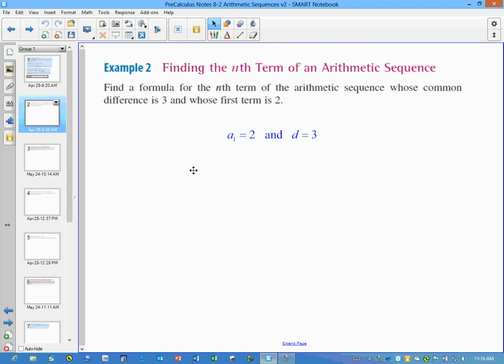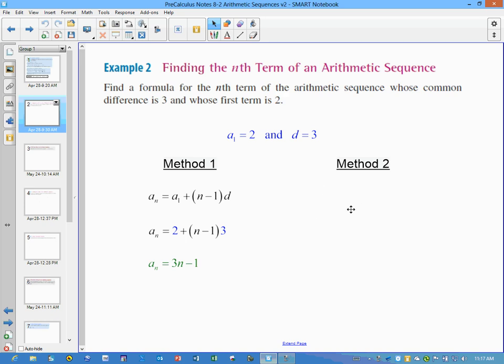Now, the method I prefer, using this equation, says that a sub n is simply the first term plus n minus 1 differences. And when I substitute in what I know, a sub 1 and d, I get a sub n is 2 plus n minus 1 times 3. Then distribute and clean it up a little bit, and we get a sub n is 3n minus 1. So that would be the rule to jump to whichever nth term you want. So the 100th term in the sequence is going to be 299, because 3 times 100 minus 1 would be 299.